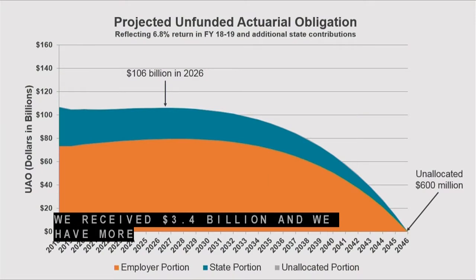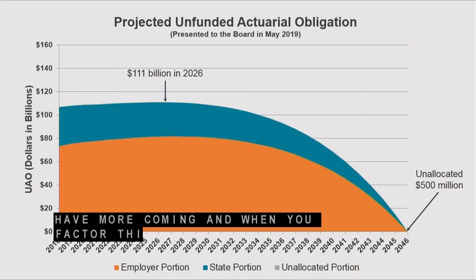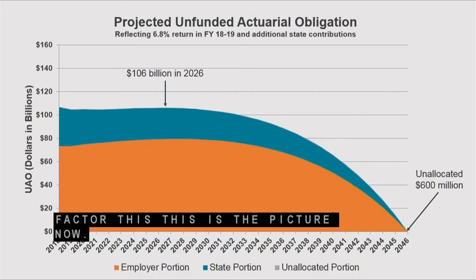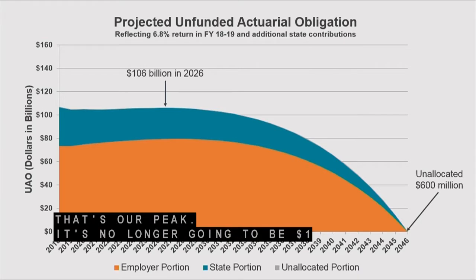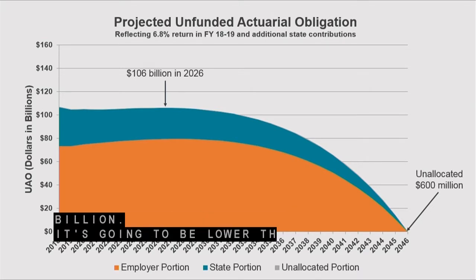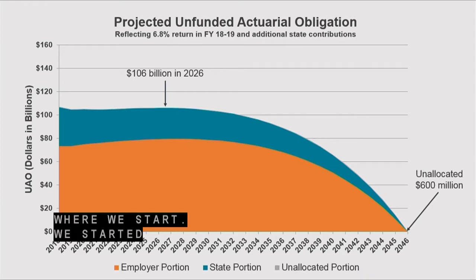So you can see our peak, so I'll go back to the previous one. You can see now our peak is no longer going to be 111 billion. It's going to be lower than where we started. We started at about 107. It's going down because we got additional money from the state, and now we expect it's going to peak at about 106 billion.